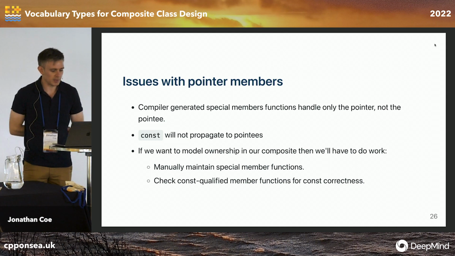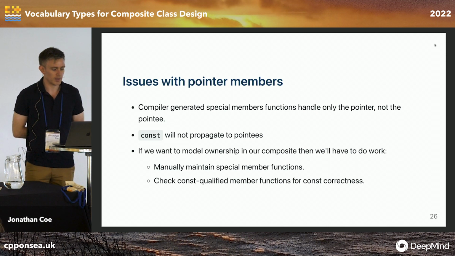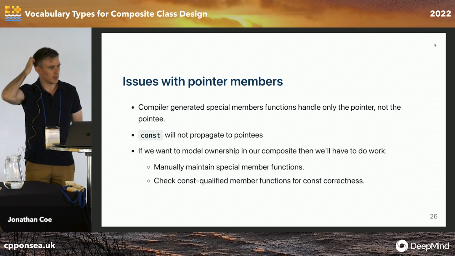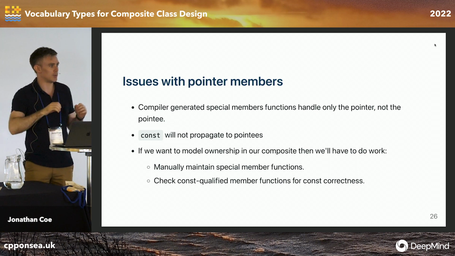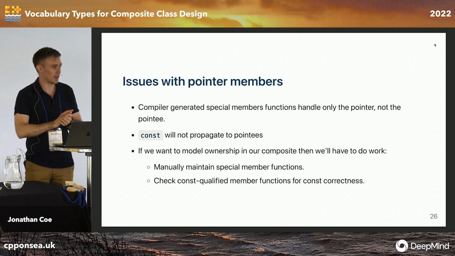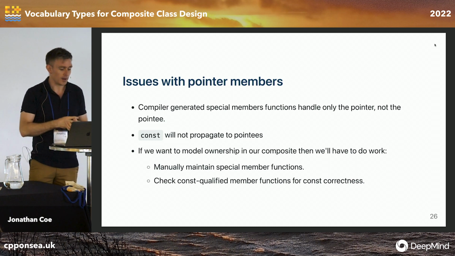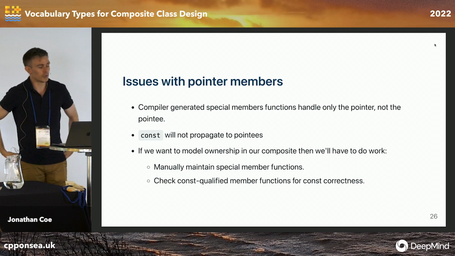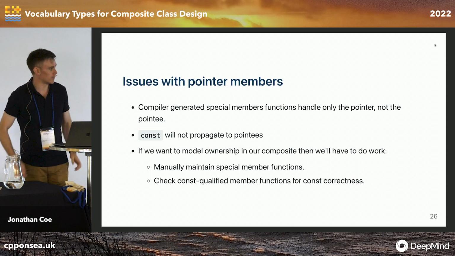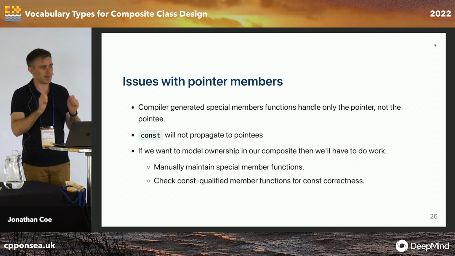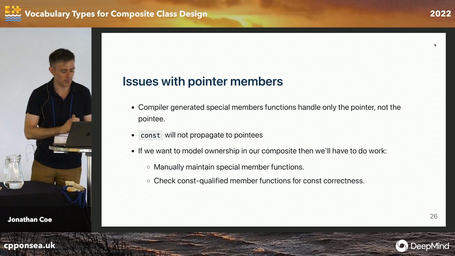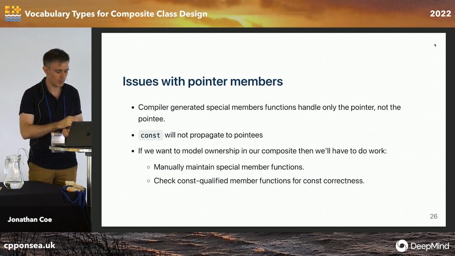But we've got some issues with pointer members. So the compiler-generated special member functions will, as we discussed earlier, handle only the pointer and not the pointee. So they're all going to copy pointers. So if we copy the zoo, we're going to end up with two vectors all pointing to the same animals, and you're going to get into a mess, or you're going to have to write some code. You're going to have to write quite a lot of code, and it's going to be quite error-prone. And you're also going to have the issue with const not propagating to pointees. And again, if you're willing to write code and maintain it and never make any mistakes, then that's fine. But I think we can do a little bit better.